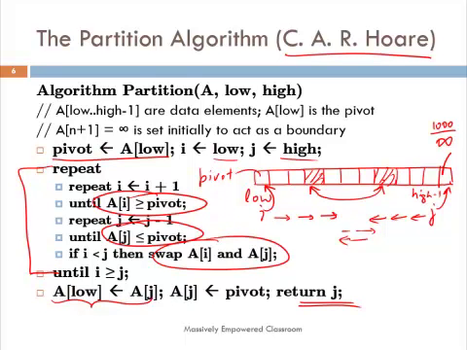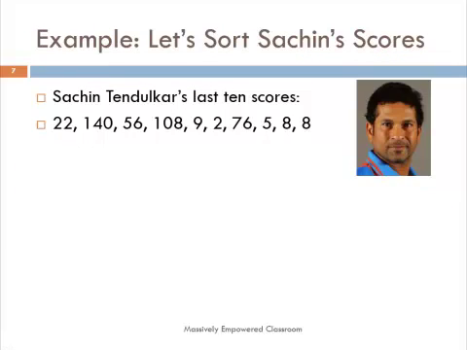What this algorithm guarantees is that every element in the first partition is less than or equal to every element in the second partition. Because of that, there is no need to merge. We simply need to sort the two partitions, and we do that by recursively invoking the same QuickSort and partition algorithms on the two parts. So let's look at an example.